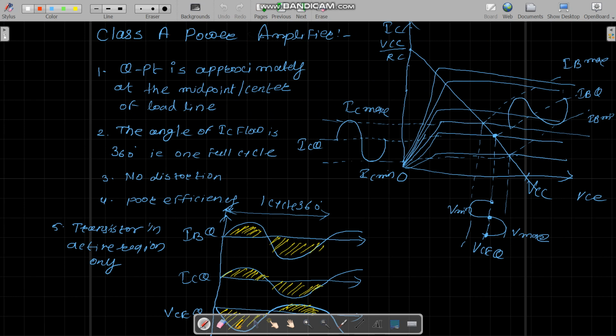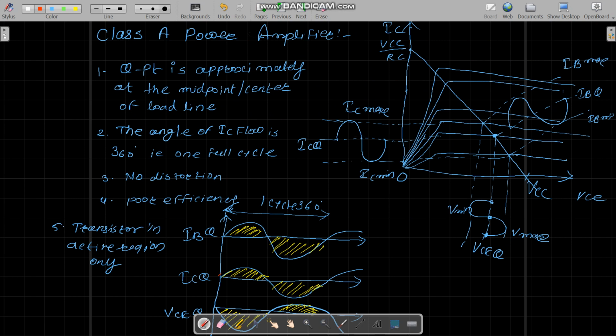Because of that, the output current flows entirely for 360 degrees. If you see these input waveforms, this is the base current input waveform, and you can see the output current IC flows completely for the entire 360 degrees, that is, for one complete cycle.